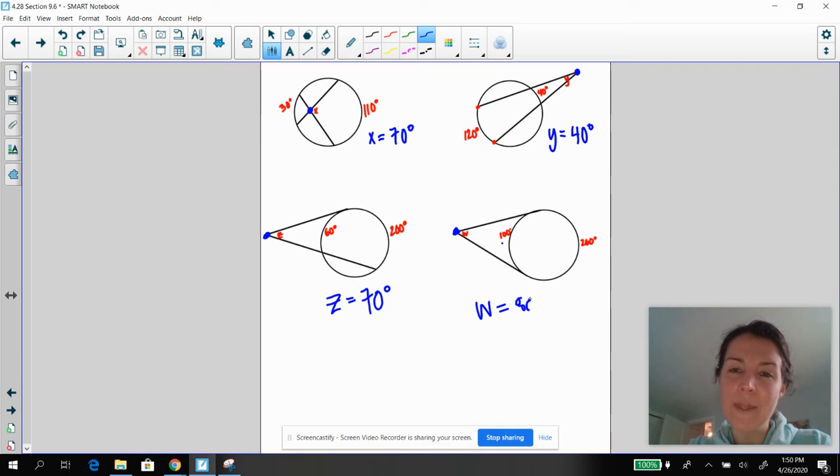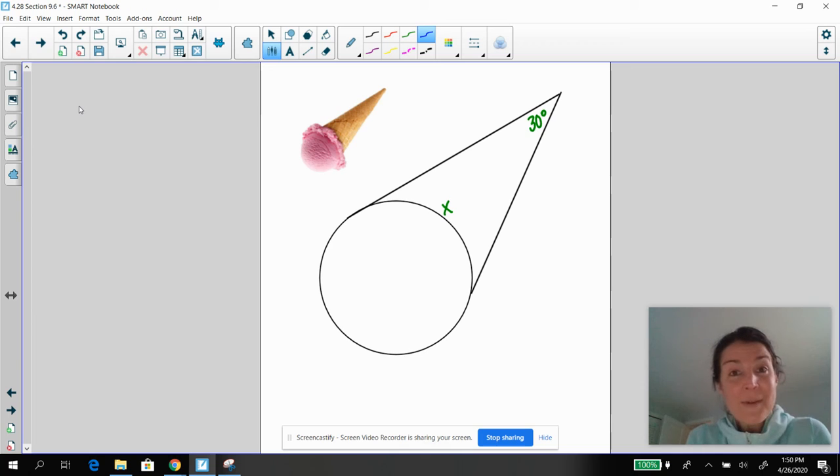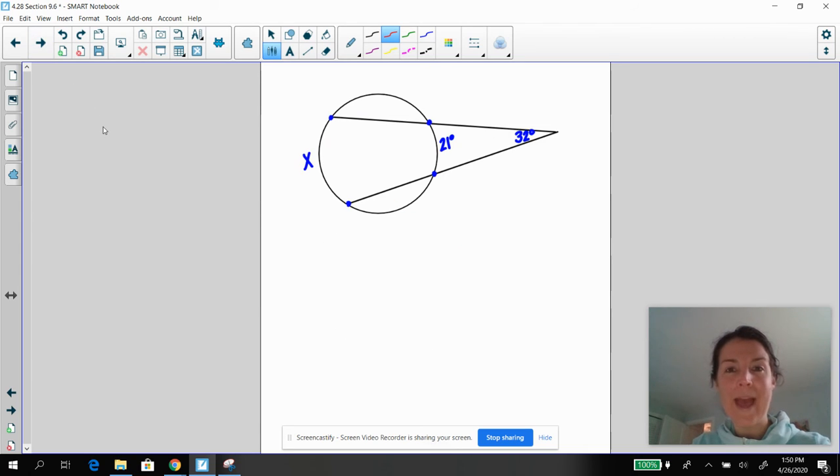Now, if you noticed this one, sorry for the weird 8 there. With this bottom right-hand corner, we saw ones kind of like this before, and it looks just like a really sweet treat, a little ice cream cone. Remember these? Whenever you have this angle on the outside, this near intercepted arc is going to be supplementary to that exterior angle. So X is going to be 150 degrees. Cool, remember that?